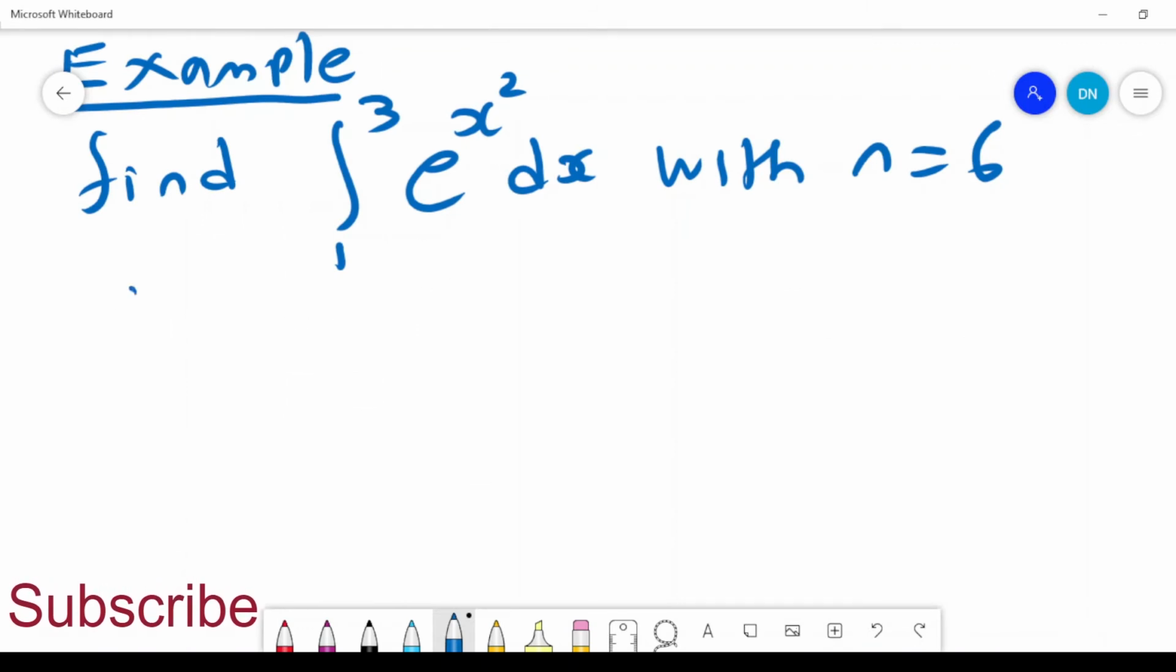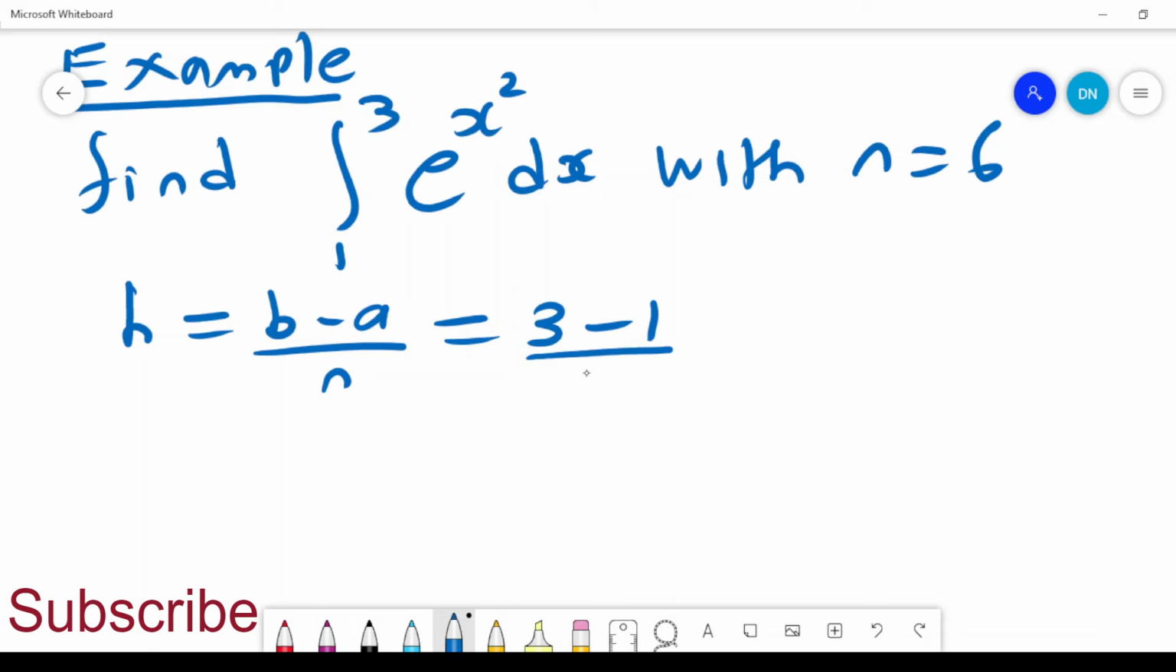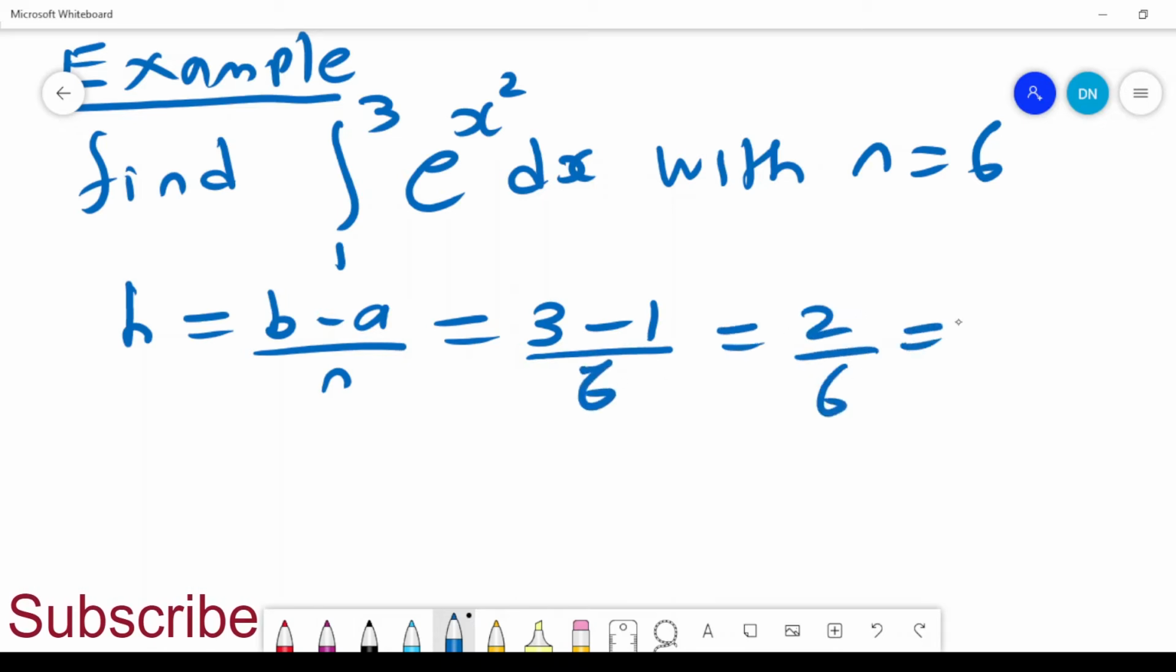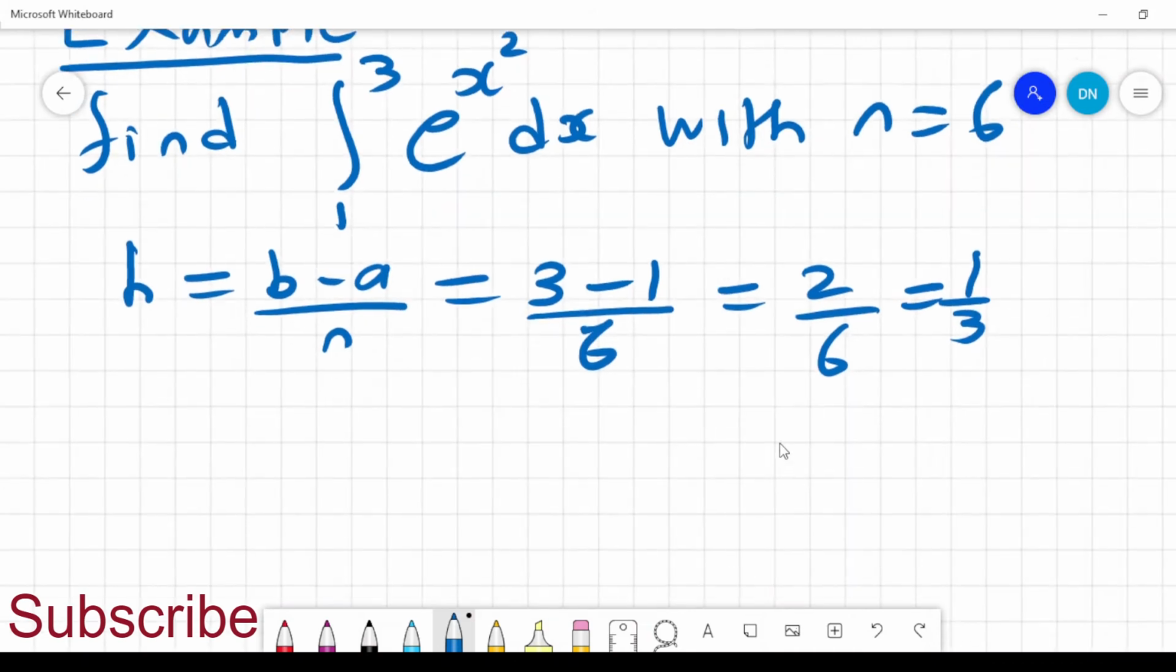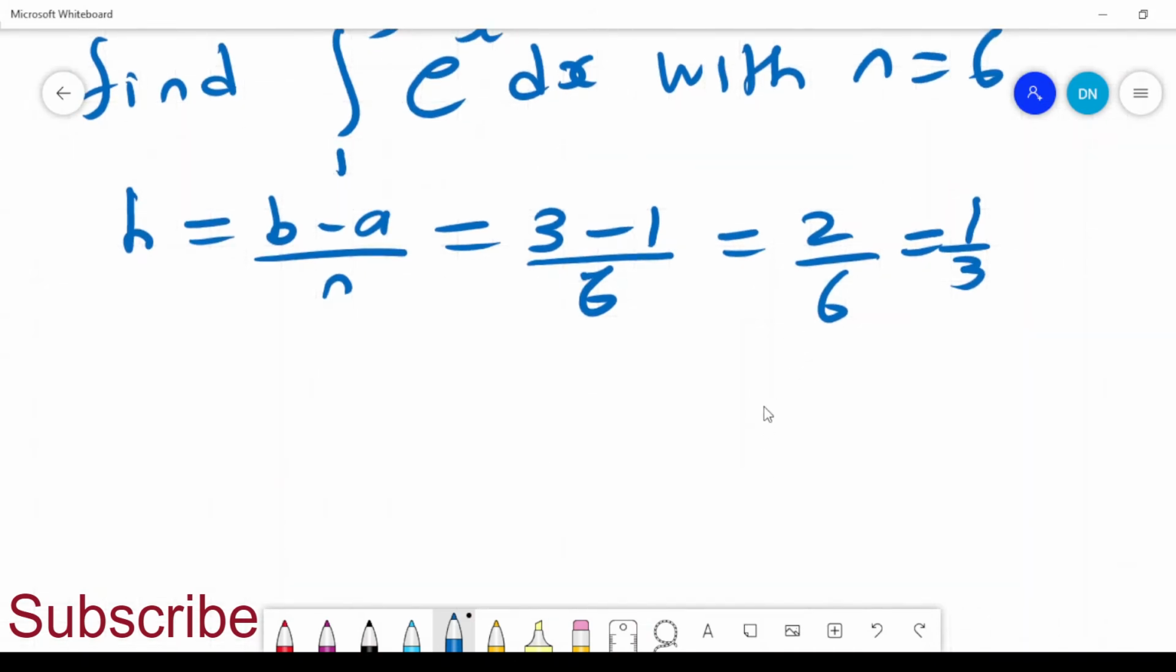The first thing is we need to get h. h is normally given by b minus a divided by n. Our b is 3, minus 1, divided by n, which is 6, which is 2 over 6. And that gives us 1 over 3. So we have gotten h.